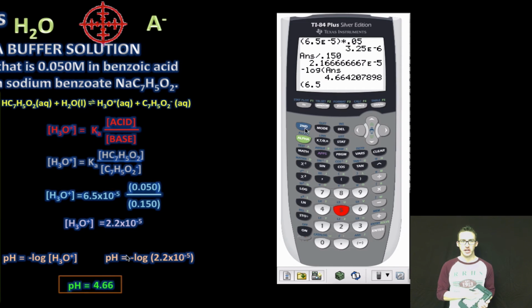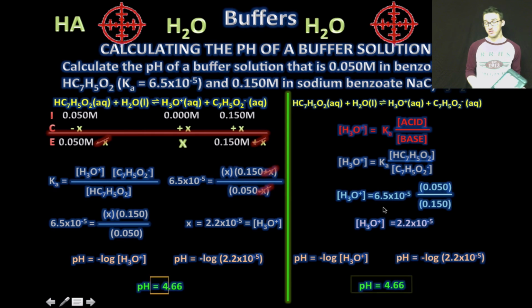Parentheses, 6.5 second E, negative 5, close parentheses, times, new parentheses, 0.050 divided by 0.150, close parentheses, enter. Negative log second enter. Boom, same pH. So in short, for buffers, it's a good idea to recognize how to rearrange the expression for Ka, solve it for hydronium ion concentration, and then simply plug in the concentrations of your weak acid and conjugate base. Done.